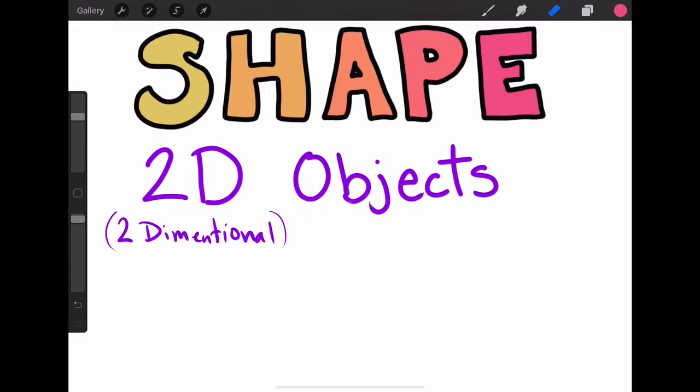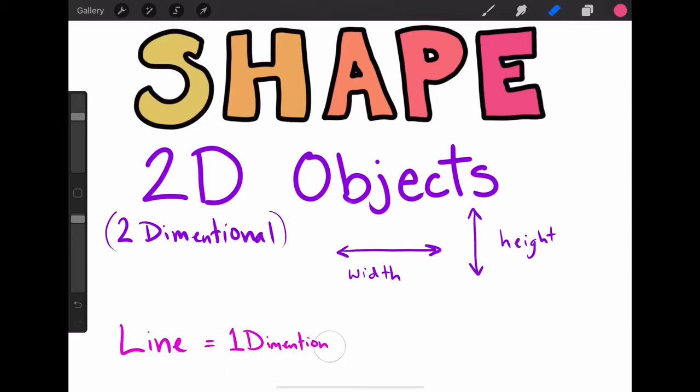Two-dimensional objects go right and left with their width, and up and down their height. So their height and width, those are the 2 dimensions. If we think back to line, it was only 1 dimension. It's just right and left, width. So for our 2D objects, our shapes, we go both right and left and up and down. But you notice there is no forward and back, because that's the 3rd dimension that will come in for form.